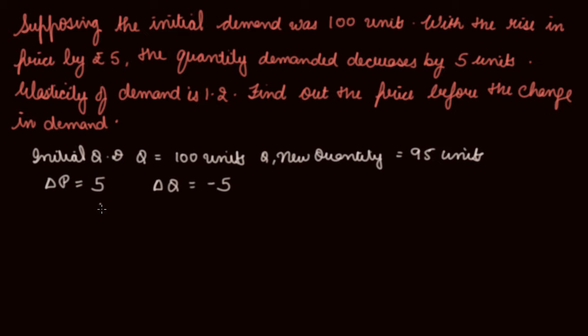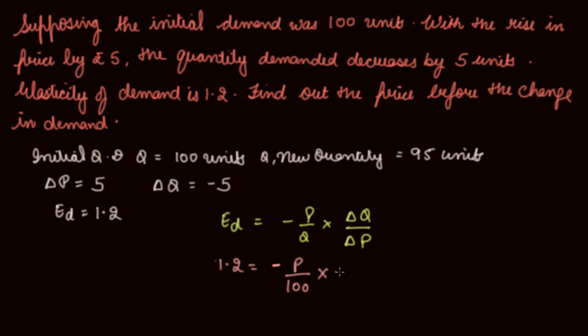Elasticity of demand is given to you now as 1.2. Find out the price before the change in demand. Now, your elasticity of demand formula is minus P by Q into change in Q by change in P, right? So, elasticity of demand is given to you as 1.2. Your price is not given, your initial quantity is given 100, your change in quantity is given -5, your change in price is given 5.